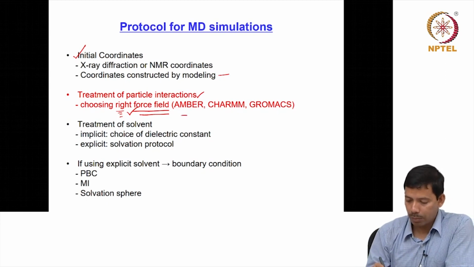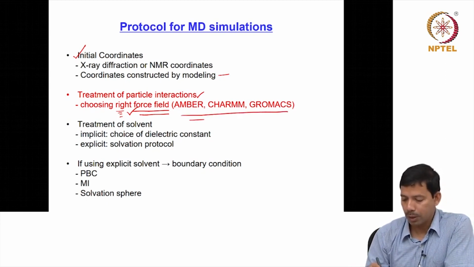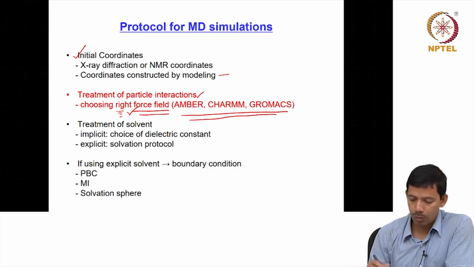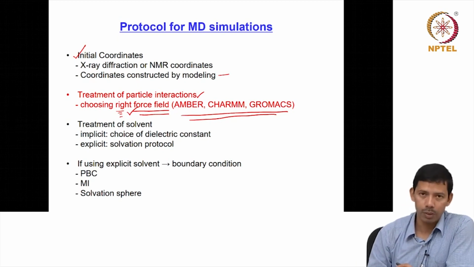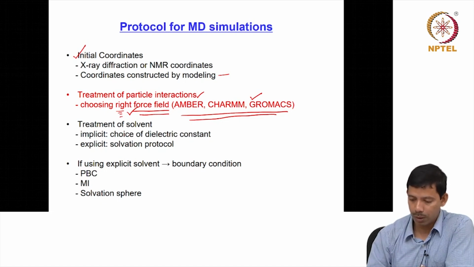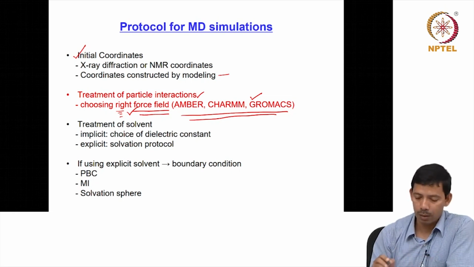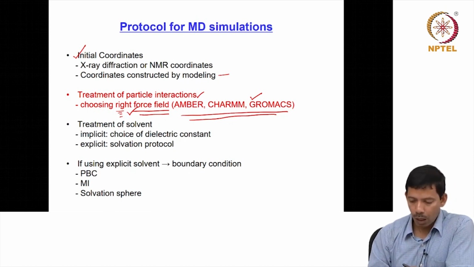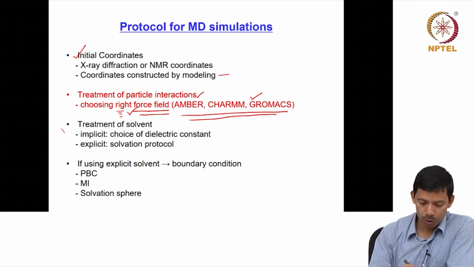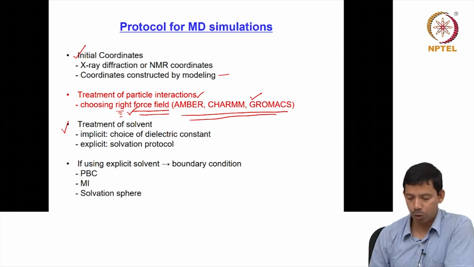So, here I have written some names of certain MD simulation programs which basically can help you get the different microstates. Some of them are free. GROMACS is a free software for molecular dynamics, and all of these software do have different force fields, and it's up to you to choose the right force field for your system of interest. Then we need to, this is an important step, which is the treatment of solvent.